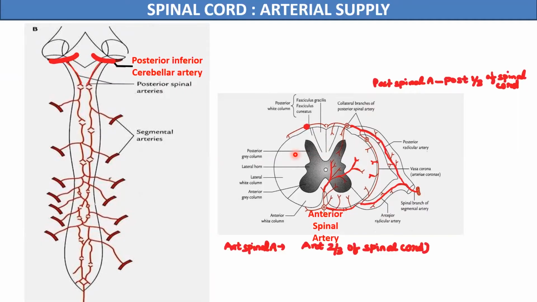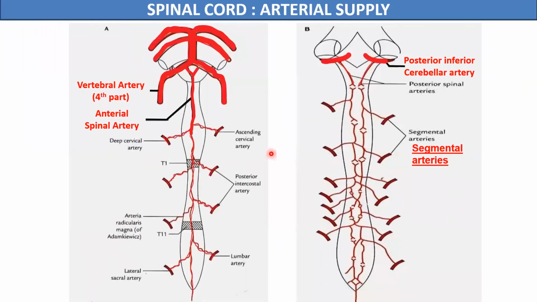The third set of arteries in the spinal cord are the segmental arteries, which are branches from the ascending cervical, deep cervical, posterior intercostal, or they may be branches of the lumbar or lateral sacral arteries. These segmental arteries reinforce both the anterior and the posterior spinal arteries at all levels. And in the lower segments of the spinal cord, some segmental arteries may be very large.